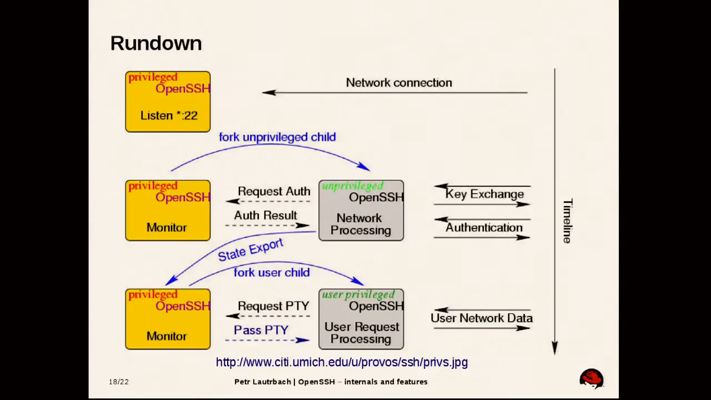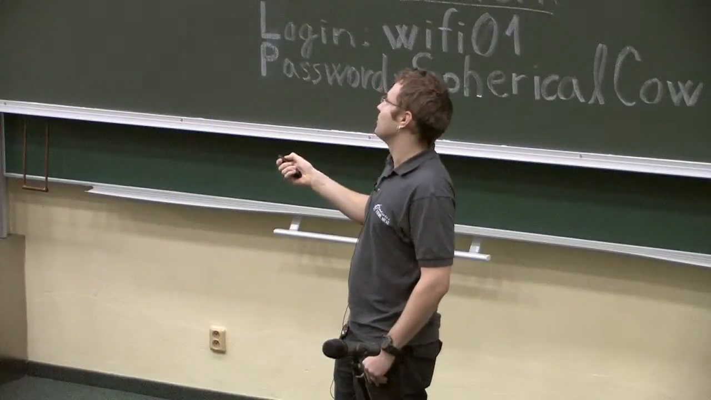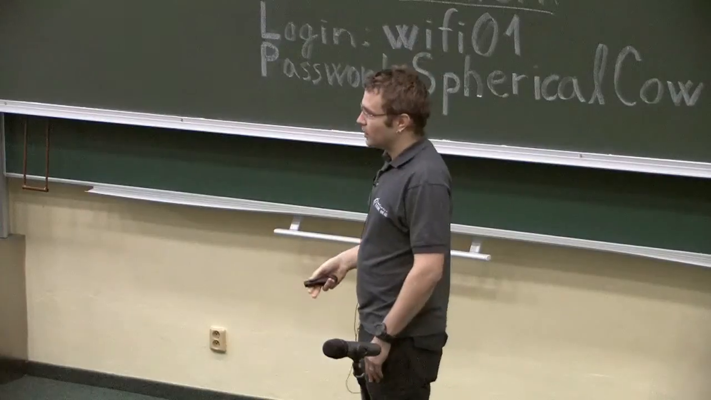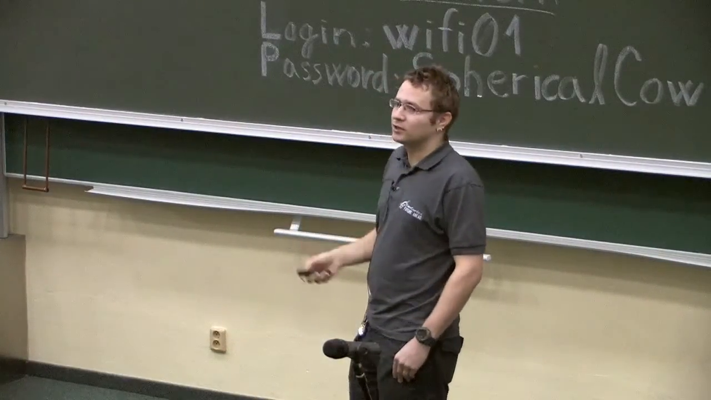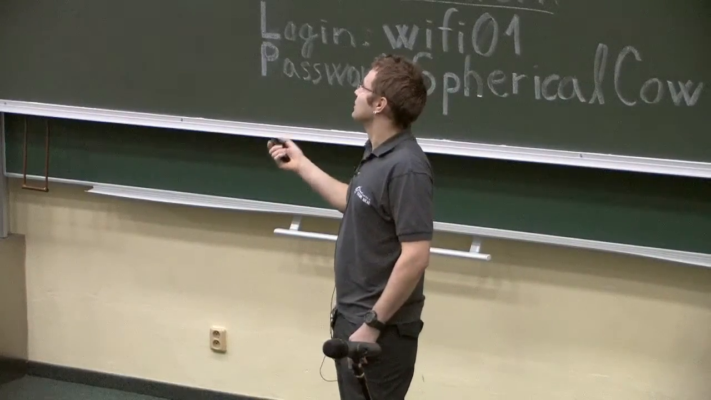So it's the usual rundown. The SSH daemon usually listens on port 22, and when a network connection comes, it forks a first privileged child with its own privileges, which is called the monitor. This process first creates a socket pair, then forks itself, so the forked process inherits this socket pair and these two processes can communicate via the socket. This new process has its privileges taken off. As it's written here, fork unprivileged child, that means the child is forked and its UID is changed, GID is changed and root is changed.